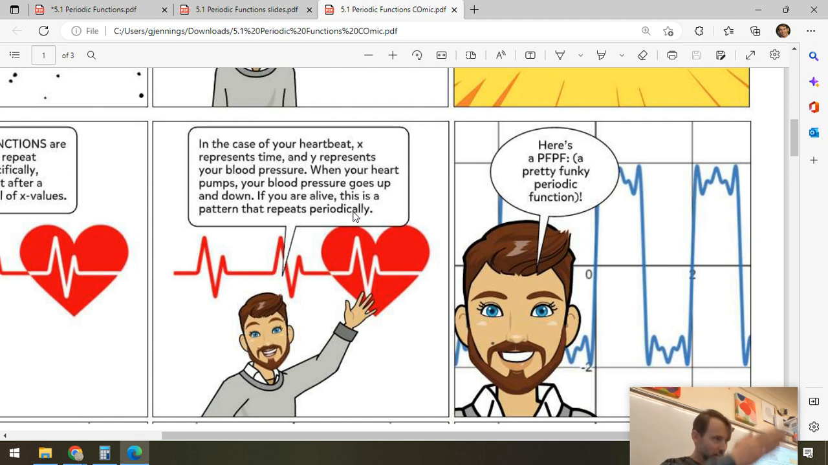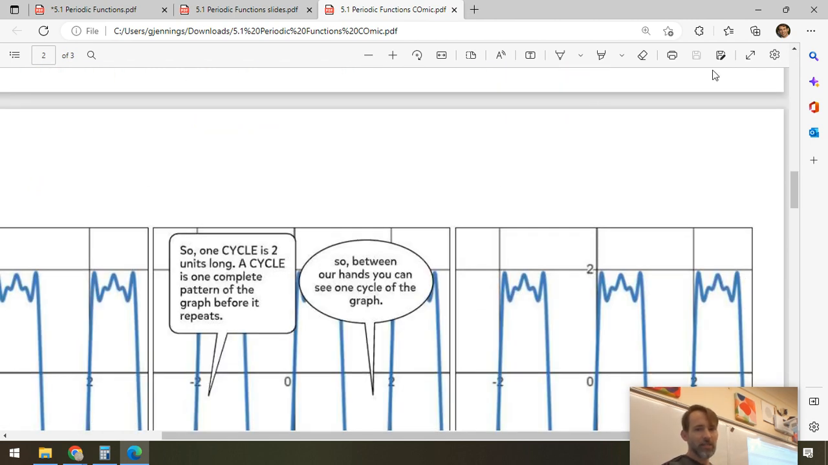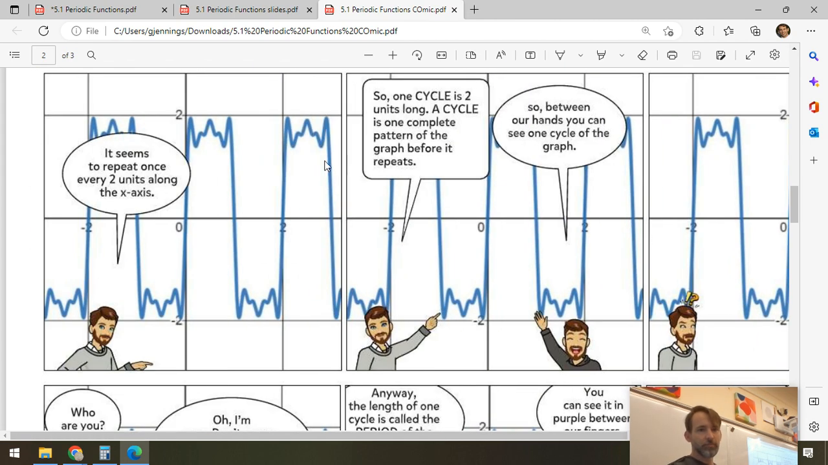As your heart relaxes, it goes down, and your heart has that distinctive rhythm to it as well, which is periodic. When your heart, if you're alive, that's a pattern that's repeating periodically. So here's a pretty funky periodic function. As you can see, it's been graphed in Desmos, and there I am there, and you can see it goes up sharply, does a little squiggle, comes back down. Let's talk about it and some of the other ways that we can describe its behavior.